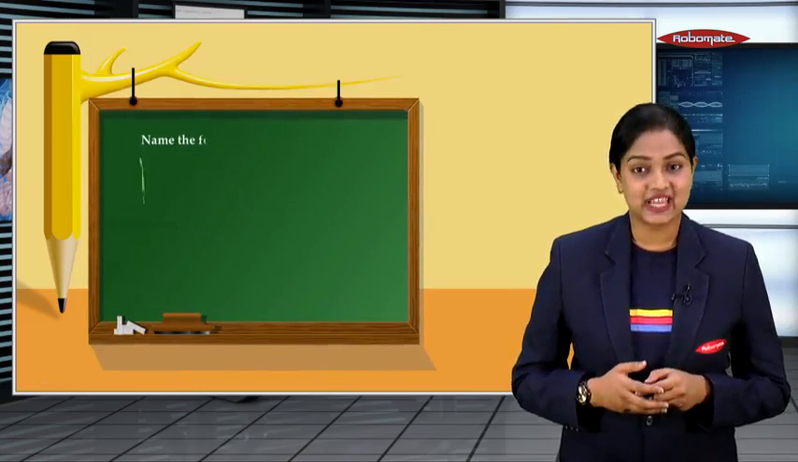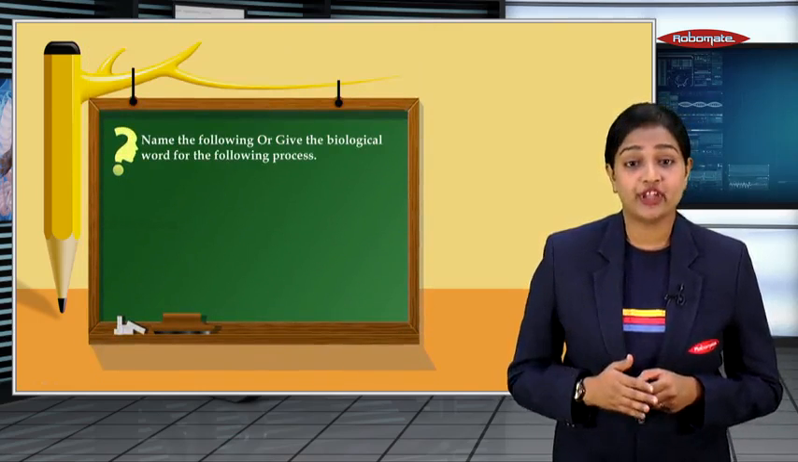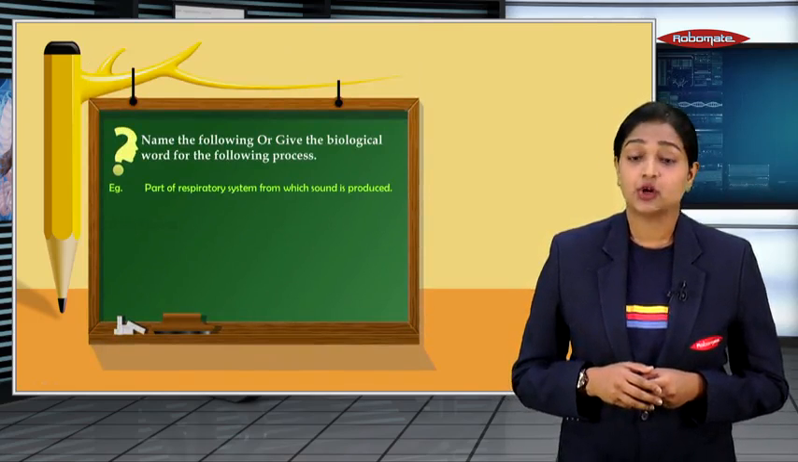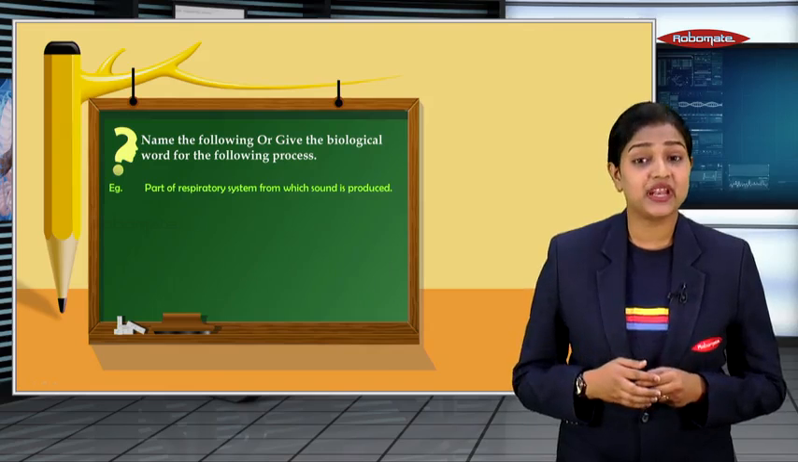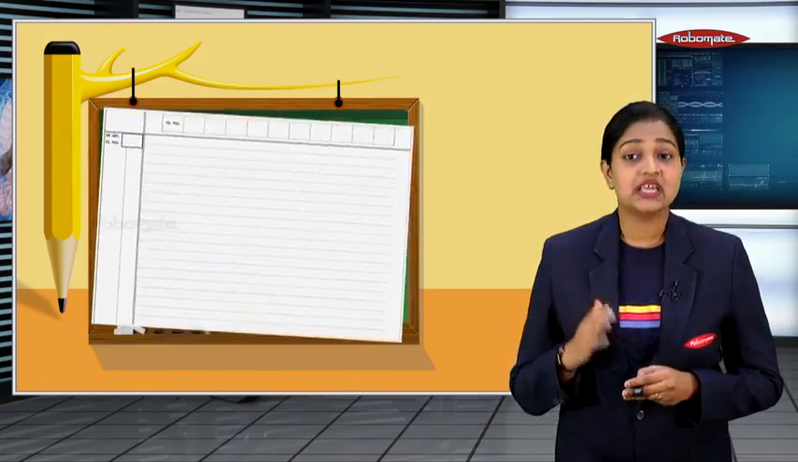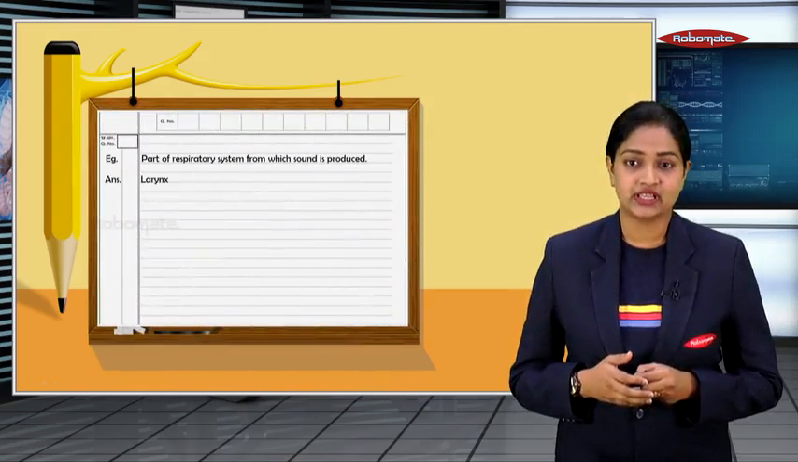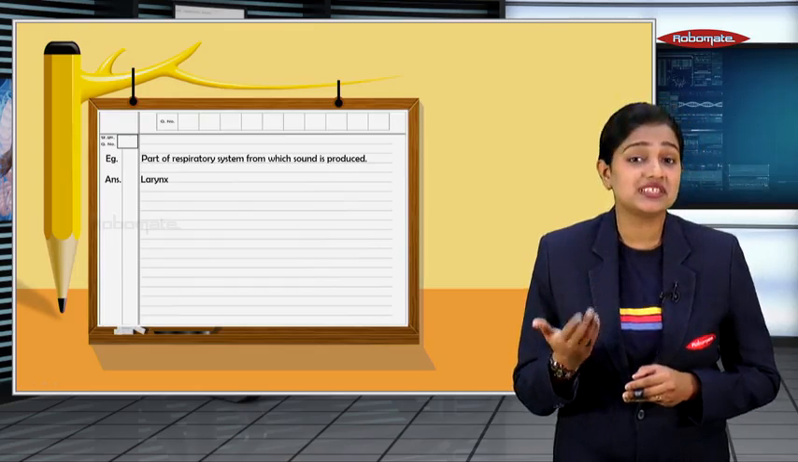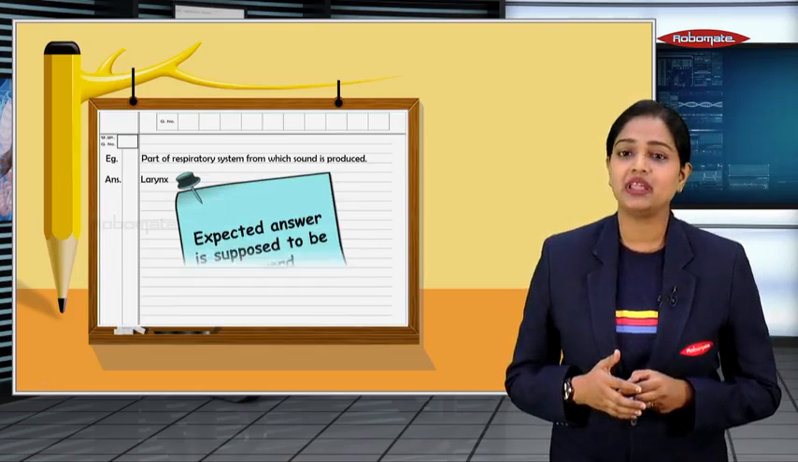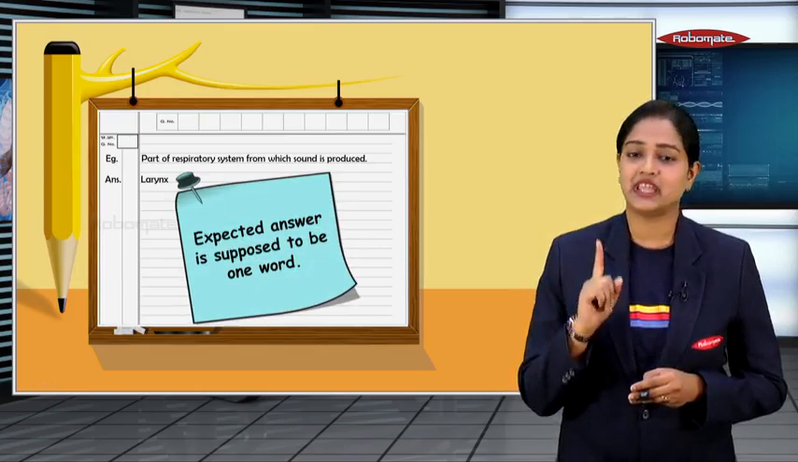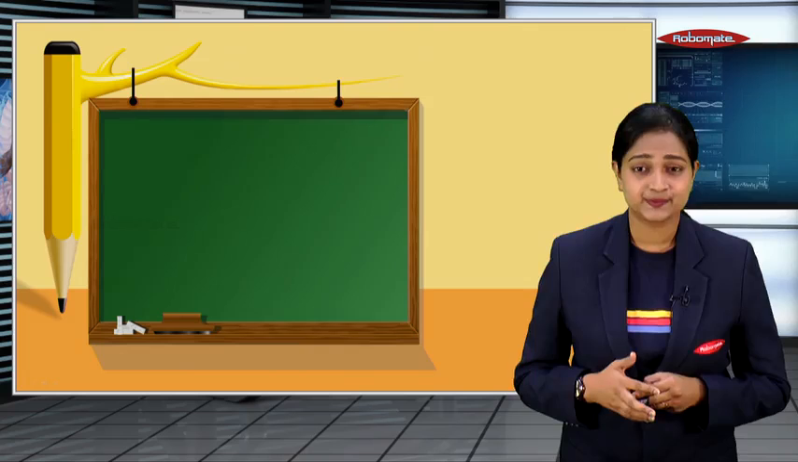Moving on to the next type of question. Name the following or give the biological word for the following process. The question is: part of the respiratory system from which sound is produced. Students, the answer for such a type of question is larynx. The part of the respiratory system from which the sound is produced, the answer should be larynx. Remember, the expected answer is supposed to be in one word only.